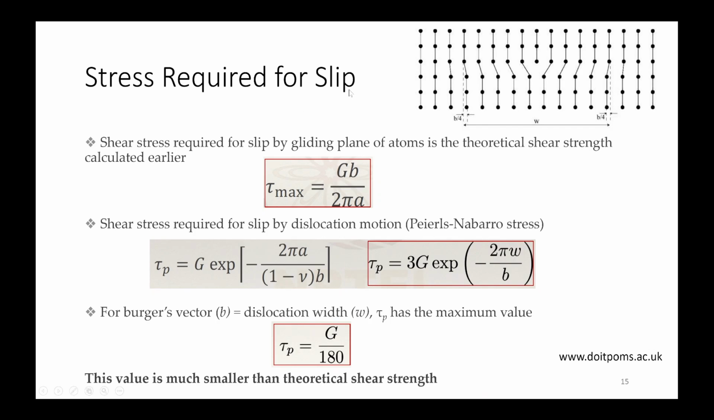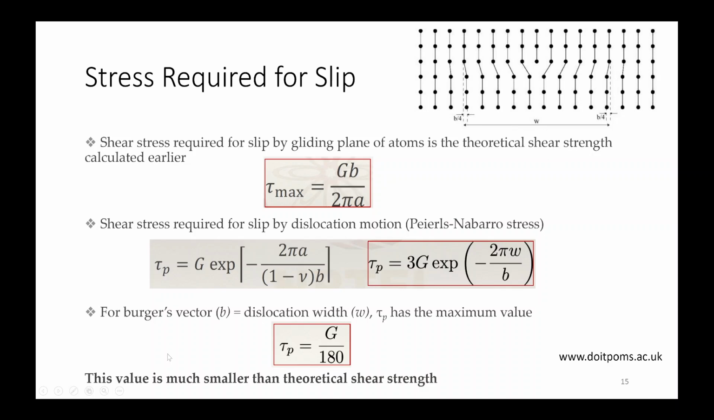Now, stress required for slip. Previously we calculated the maximum theoretical shear stress required to move a lattice. In that case it was G b upon 2 pi a, where b is the Burgers vector and a is the atomic distance. Now here is the shear stress required for slip by dislocation motion. This Peierls-Nabarro stress comes out very low compared to the theoretical shear strength.